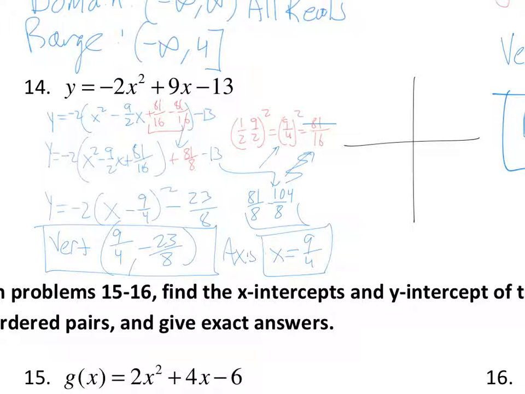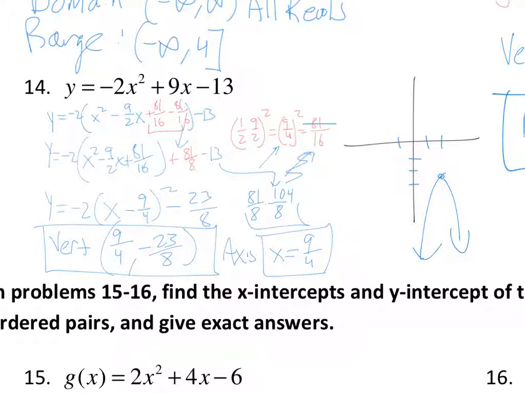9/4 is about 2 and change, and negative 23/8. 8 times 3 is 24, so that's about negative 3. So we're talking about positive 2 and negative 3 roughly, and it is opening down because of that negative 2, and it's going to be a little steeper. Okay, not going to make you graph that on a test.